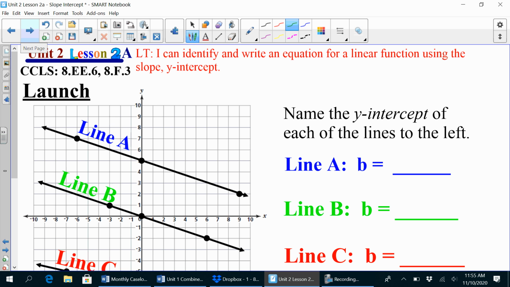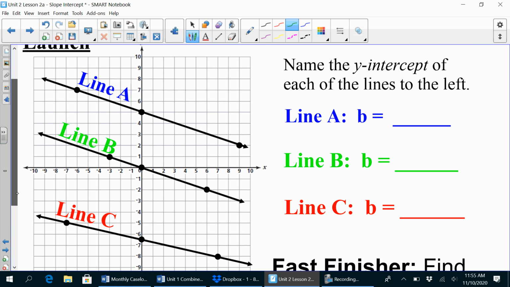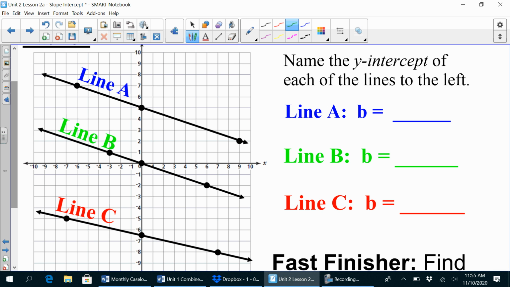Okay? So now let's take a look at the next slide. So here we have 3 lines, line A, line B, and line C. It says to name the y-intercept of each of the lines to the left. So let's take a look at line A. We know that the y-intercept is always going to be marked with a lowercase b, and the y-intercept is where the line intersects or crosses on the y-axis. So here is our y-axis, and now we're going to look to see where it crossed for each of our lines. So for line A, it's right at positive 5, so I'm going to put a 5 on the line.